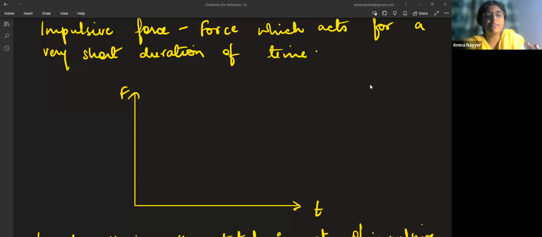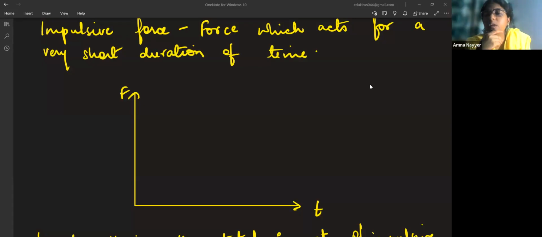See, impulsive forces are actually one type of force. Force is a very broad term, under which impulsive force is a narrower term. Impulsive forces means forces which act for a very, very short duration of a second. For example, if a ball has been thrown and you hit it with a bat, there is a force that occurs on the ball because of the bat when both of them get in contact.